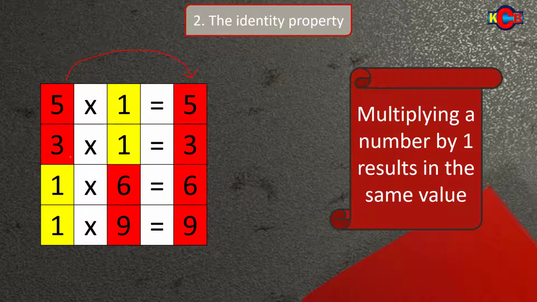Or 3 times 1 equals 3. Still the same value. Even if we change the position, like the third example here, 1 times 6, the result will always be the same, which is 6. The same thing goes for the fourth example here. 1 times 9 equals 9. Still the same value. This is the second property of multiplication.